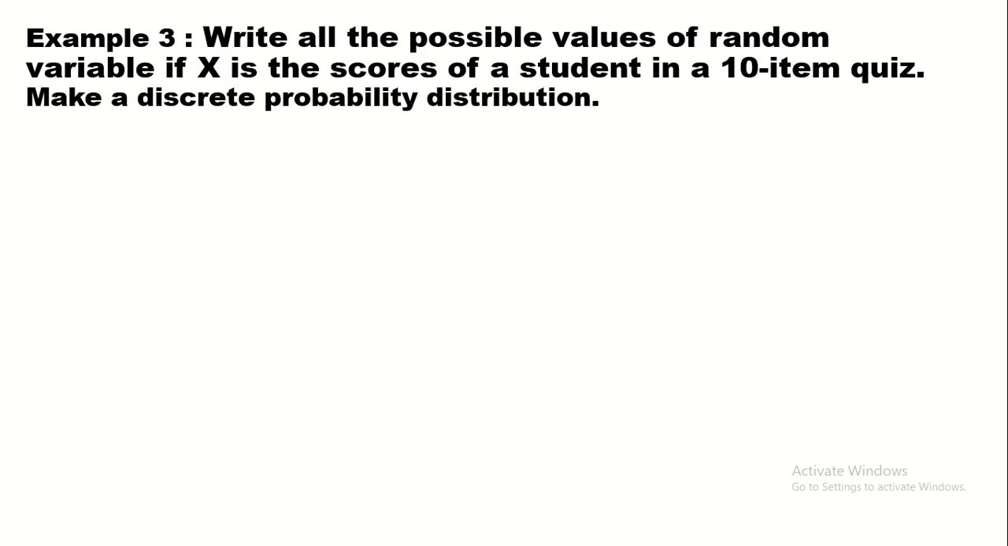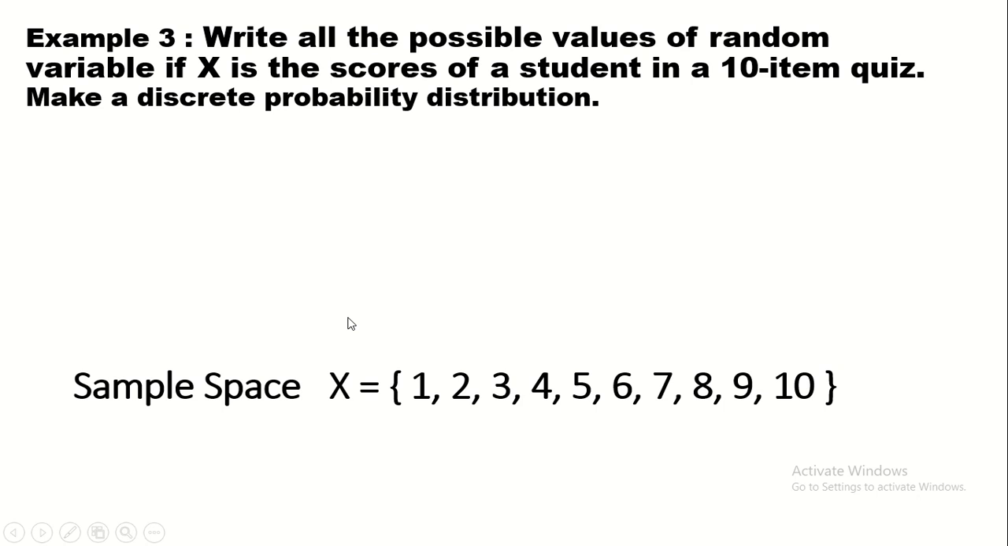Example number 3. Write all the possible values of random variable if X is the scores of a student in a 10-item quiz. Make a discrete probability distribution. So, dito naman malalaman natin ang score ng isang estudyante, kung anong pwede niyang makuha sa 10-item quiz. Gagawa natin siya ng discrete probability distribution.